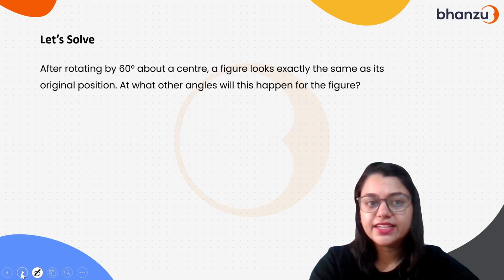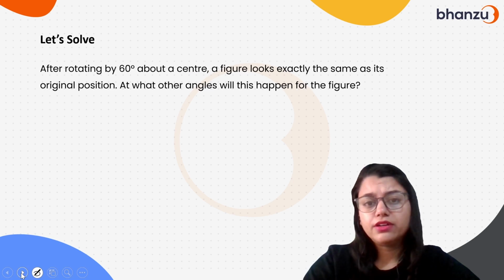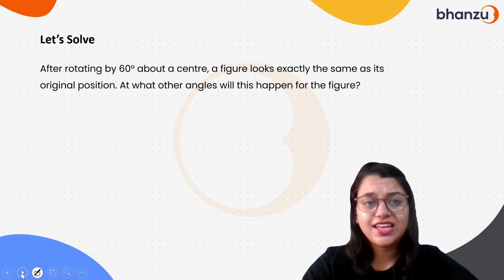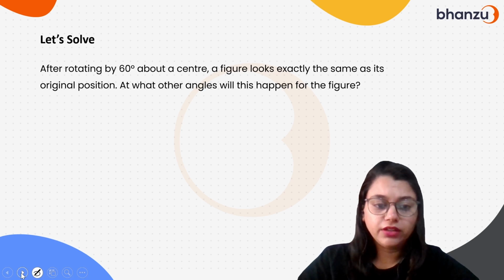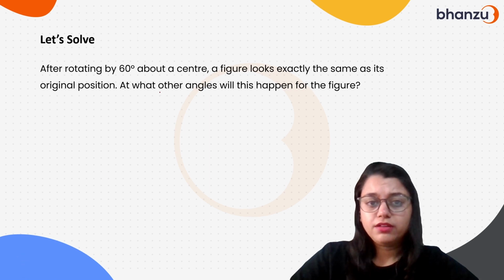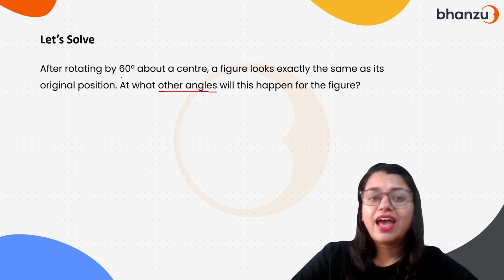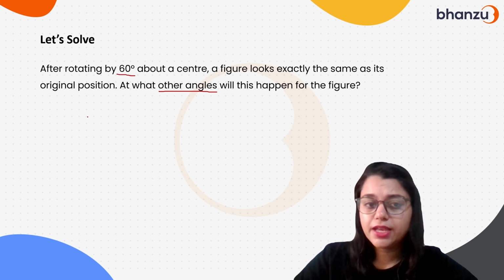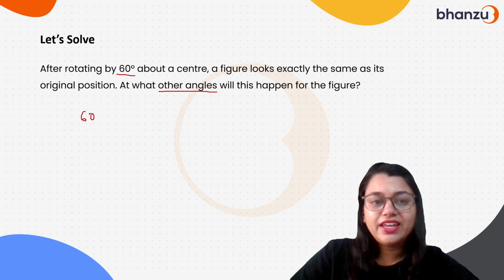The next question says, after rotating by 60 degrees about a center, a figure looks exactly the same as its original position. At what other angles will this happen for the figure? So we have to find the other angles. How will we find these other angles? Obviously it will happen at the multiples of 60. So we can add 60.